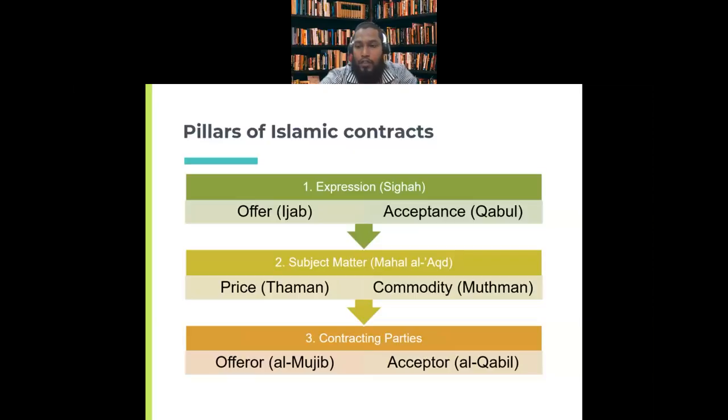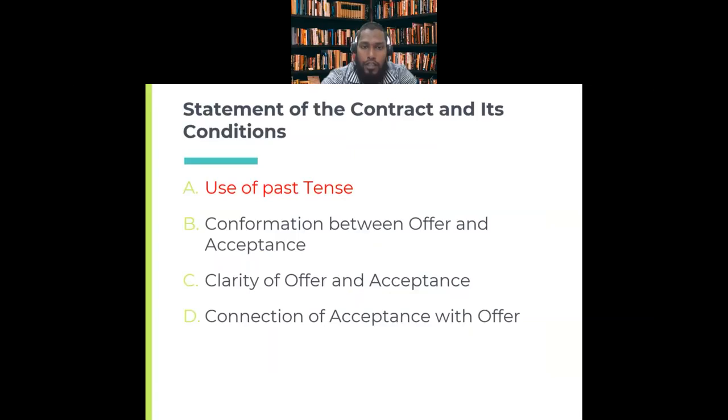For the price, it should be fixed. The commodity, we should know the characteristics and it should be available, and there are some more conditions. And the third is the contracting parties, the offerer, al-mujib, and the acceptor, al-qabil, the person who offers and the one who accepts. All these six pillars also have conditions.